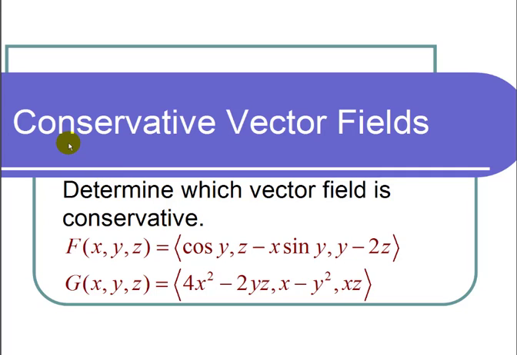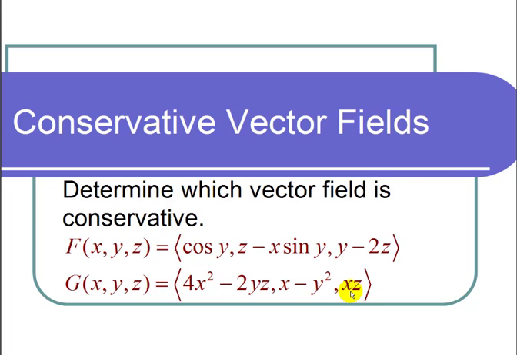This is a video on conservative vector fields. The question states, determine which vector field is conservative. We have the vector field f of x, y, z is equal to ⟨cosine of y, z minus x sine of y, y minus 2z⟩ and g of x, y, z is equal to ⟨4x squared minus 2yz, x minus y squared, xz⟩.